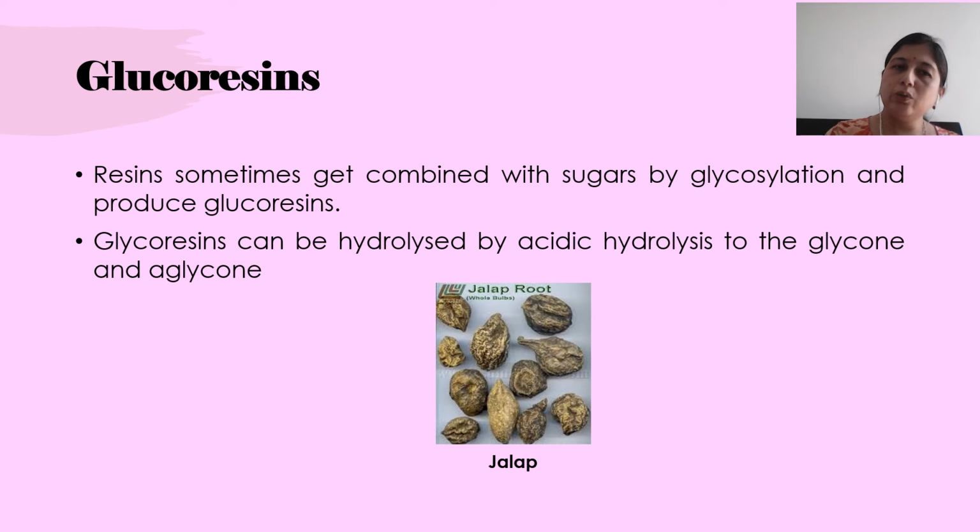Now when we look at glucoresins, resins sometimes get combined with sugars by glycosylation and become glucoresins. Glucoresins can be easily hydrolyzed by acidic hydrolysis to give the glycone and the aglycone part. The example is jalap root. The picture is showing the roots of jalap, and when it is processed, it releases the glucoresins of jalap.